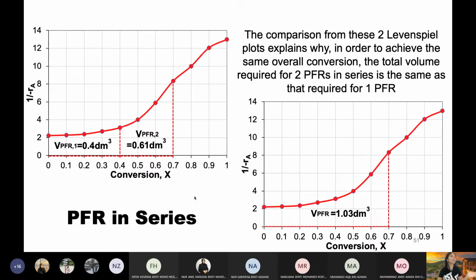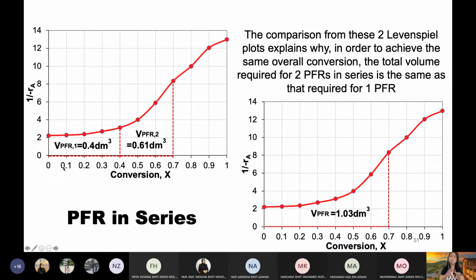Kenapa? Tengok balik the Levenspiel plot. So kalau kamu ingat Levenspiel plot kan volume PFR equals to area under the curve. So kalau single PFR, the calculated volume is the area of this curve 1.03.